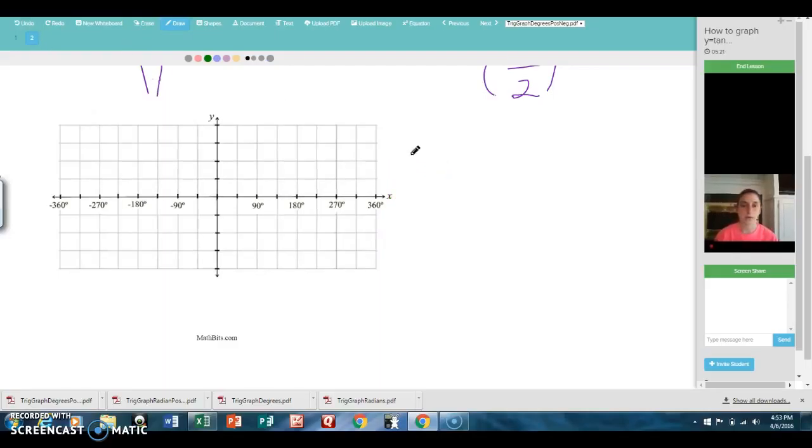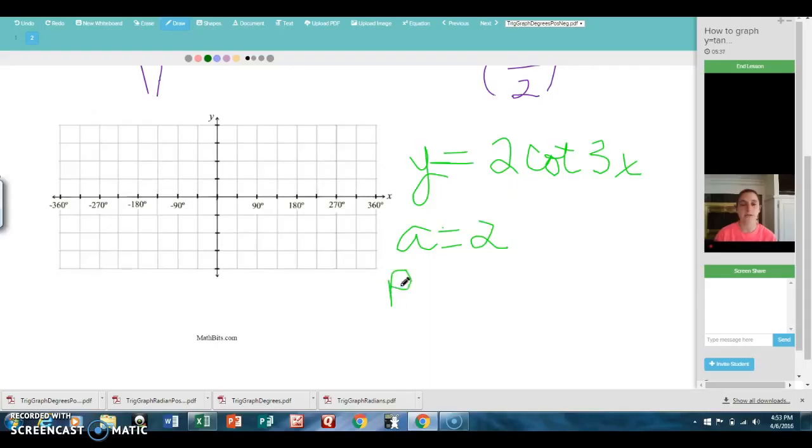Try again. Y equals, let's do 2 cotangent of 3x. All right, so the value of A here is 2. And remember, the period is not 360, it's 180 over B. So 180 over 3, that's going to give me 60 degrees for my period.